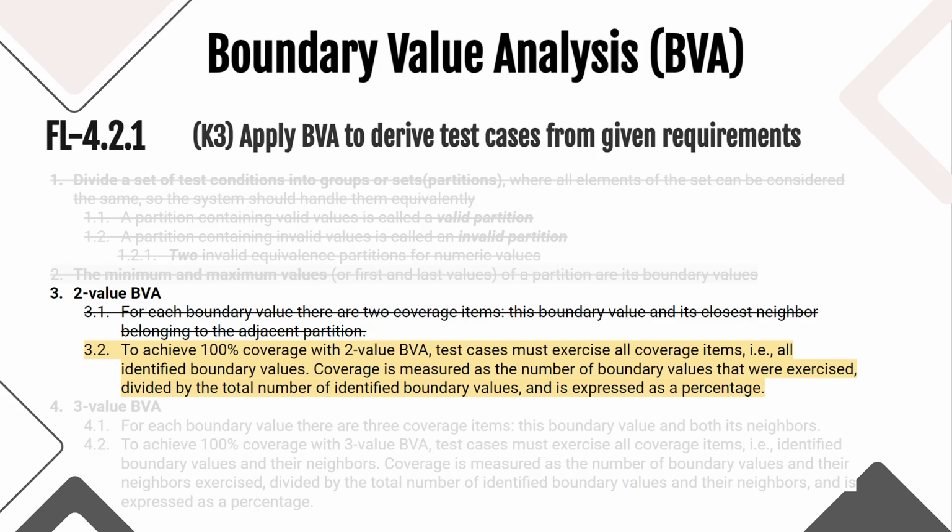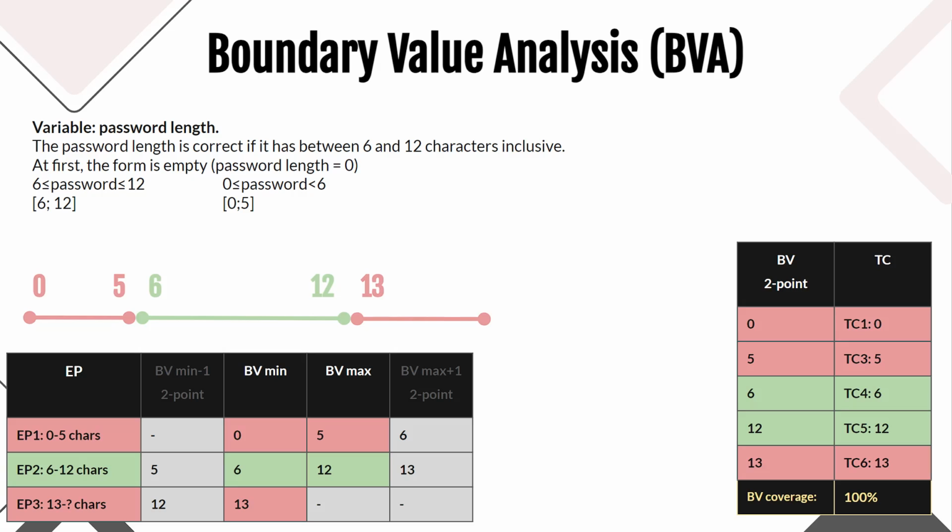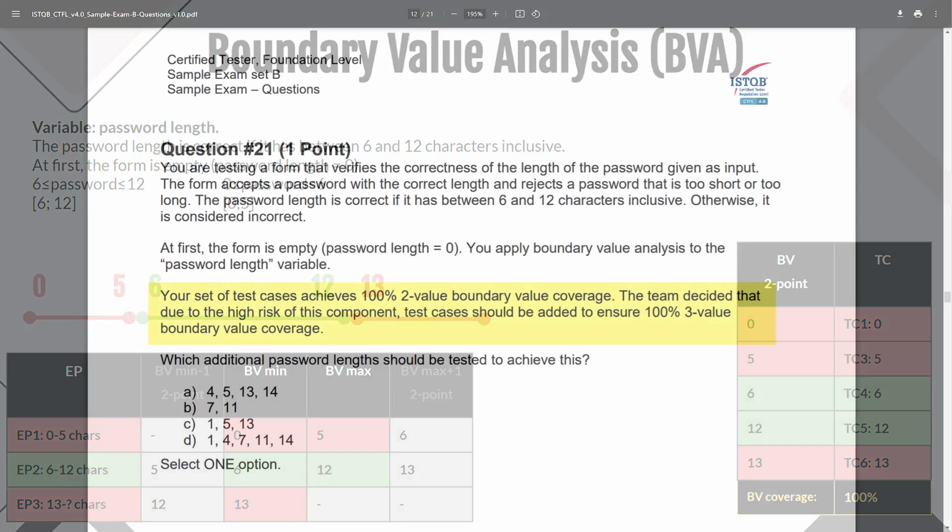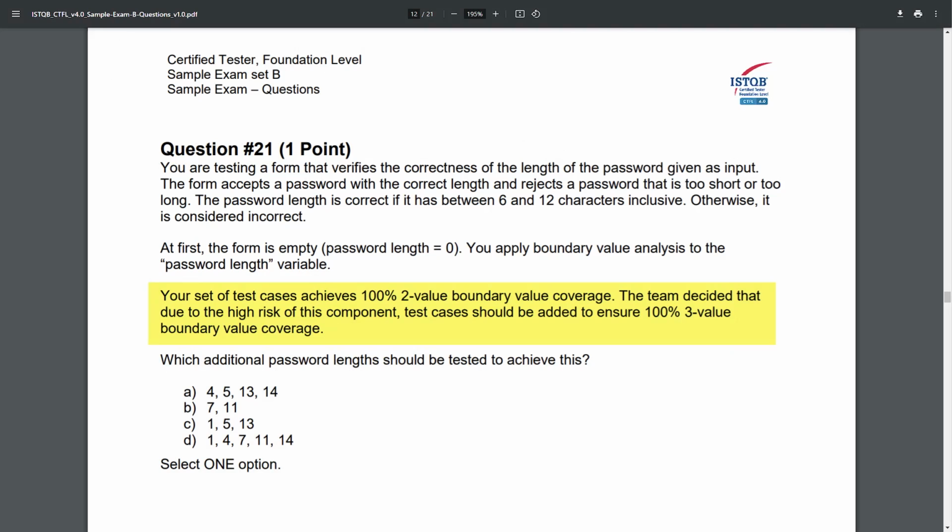To achieve 100% coverage with 2-value BVA, test cases must exercise all coverage items, all identified boundary values. As we said earlier, in the 2-point BVA, all boundary values and their neighbors are the same. That's why we get only 5 tests. 1 test for each boundary value. But our task does not end there, according to the question description. Our set of test cases achieves 100% 2-value BVA coverage.